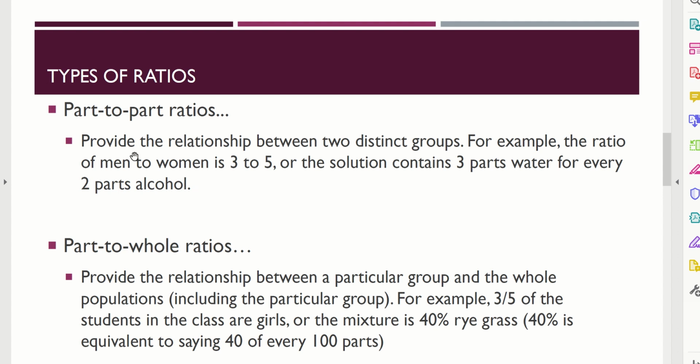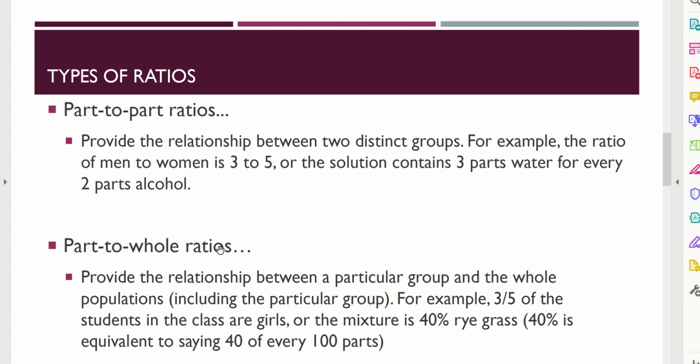Here in this case, these are parts of a whole. So the men and the women are part of a bigger group of, let's say, people. And water and alcohol are part of a bigger group, which is the solution, or let's say a drink. Say you're making some kind of a drink, and part of it has water, part of it has juice, part of it has alcohol. So those are parts, just like men and women are parts of a classroom, or parts of a whole.